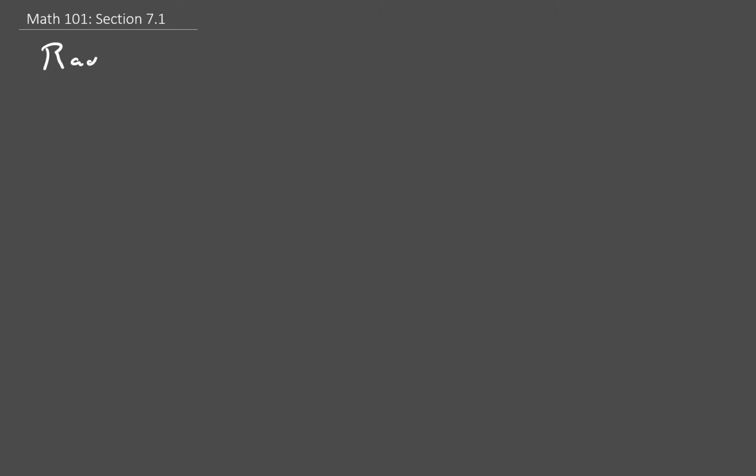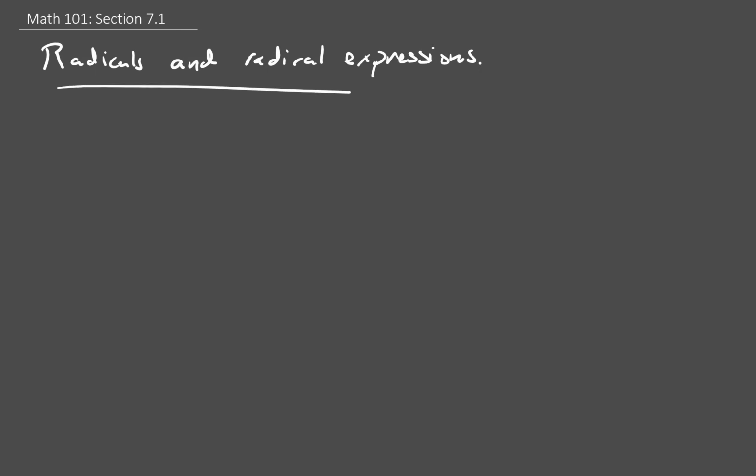Well, with radicals, we're finding out the thing that I would have to multiply together a whole bunch of times to get where I want to be. Okay, so radicals and radical expressions. So let me talk about that a little bit more explicitly.